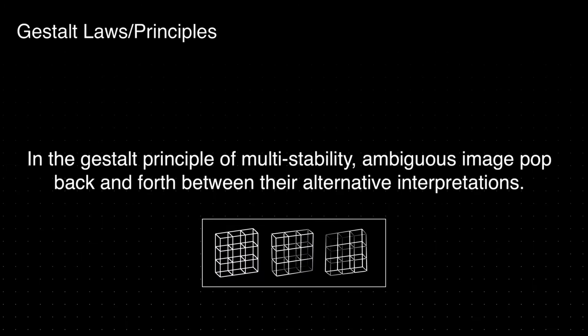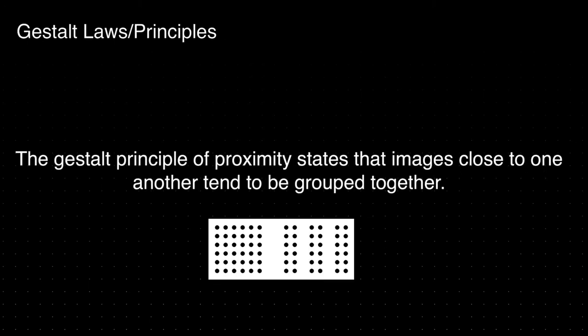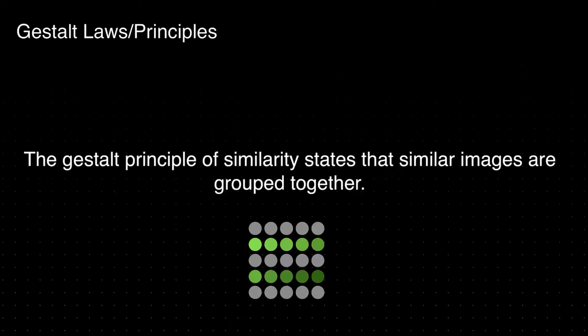In the Gestalt principle of multi-stability, ambiguous images pop back and forth between their alternative interpretations. The Gestalt principle of proximity states that images close to one another tend to be grouped together. The Gestalt law of similarity states that similar images are grouped together.